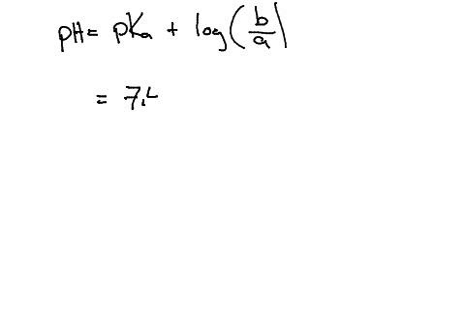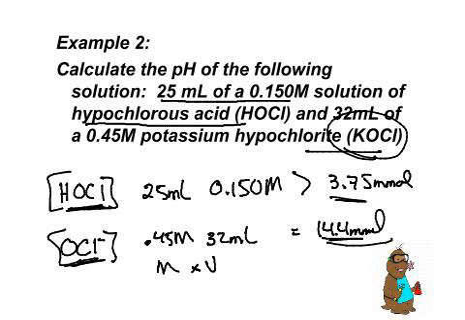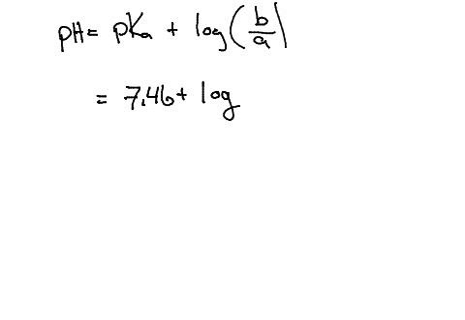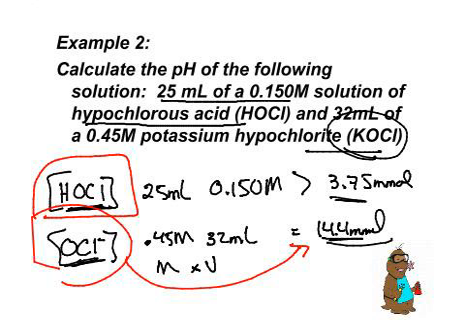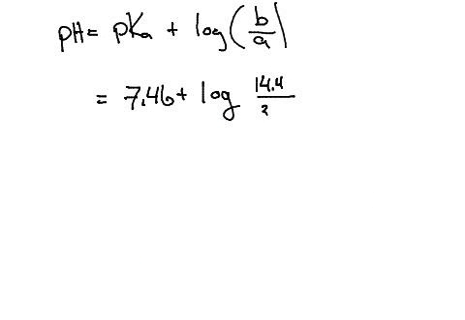So that's going to give 7.46 plus the log of the base. Let's think this through. This is an acid, and its partner is a base. So the base is the 14.4 number, divided by the acid, which is 3.75. So it's 14.4 over 3.75. You simply type that in, and you get 8.04.